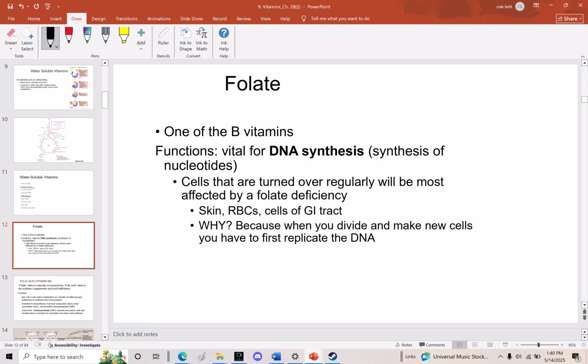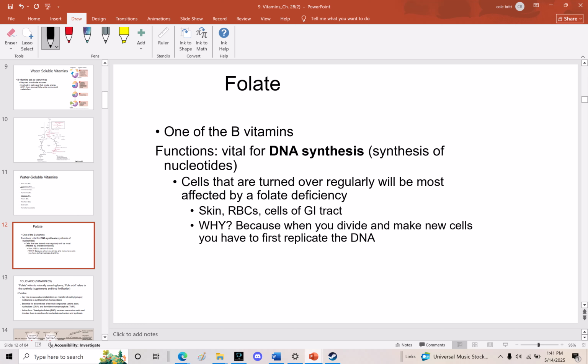There are different parts of your DNA that you'll be learning about later, your pyrimidines and your purines. Both of those need folate to be synthesized. You can't make new DNA without folate. And you're going to see why you have the complications you do if you don't have enough folate in your diet. Cells that are turned over regularly, do you know what I mean by turned over? They're rapidly destroyed and remade. Anything that's turned over regularly means that it's rapidly destroyed and resynthesized. Destroyed, resynthesized, destroyed, resynthesized. That's what turned over means.